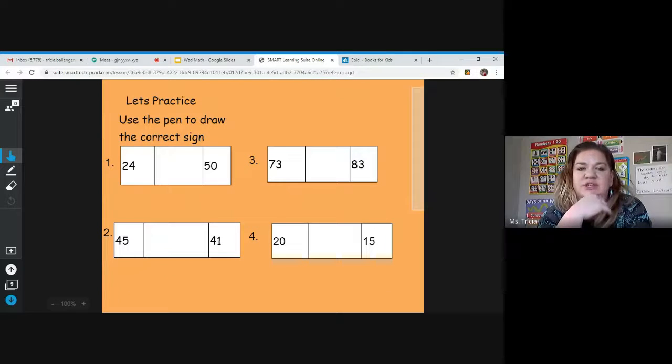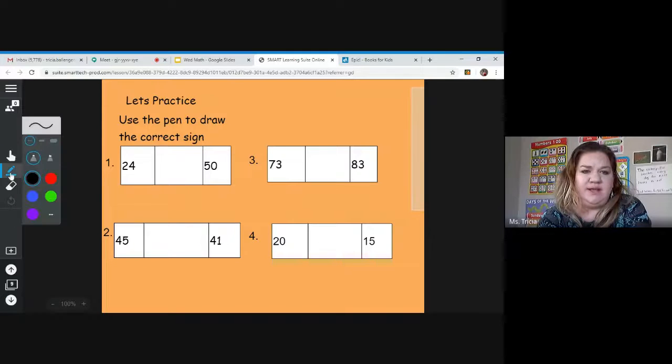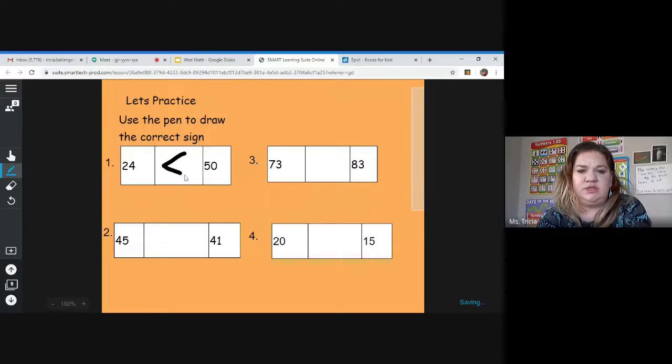Let's practice. Use the pen to draw the correct sign. So 24 is less than, let's make it thick. So that means the point is going to be pointing to the 24, and the alligator mouth is going to be eating the bigger number, 50. And then we have 73 and 83, so the point is going to point to the smaller number, and the alligator mouth is going to be open. So that means 24 is less than 50, and 73 is less than 83.